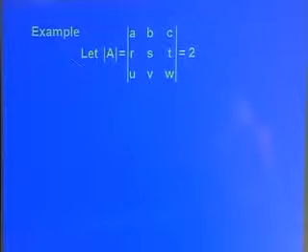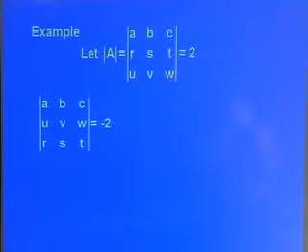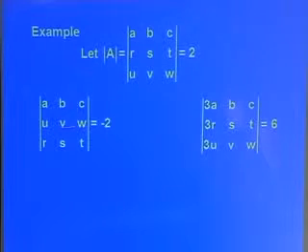Let us say I have a matrix A as a, b, c in the first row, r, s, t in the second row, u, v, w in the third row. Let us say the a, b, c are such that this determinant is equal to 2. Then a, b, c, u, v, w, r, s, t: this determinant is obtained from this determinant by interchanging the second row and third row. Because we are changing two rows, the minus sign will come. Since this determinant is 2, this determinant will be minus 2.